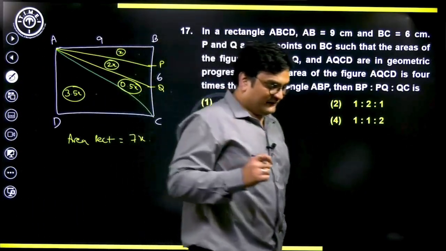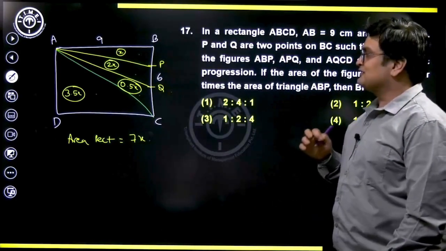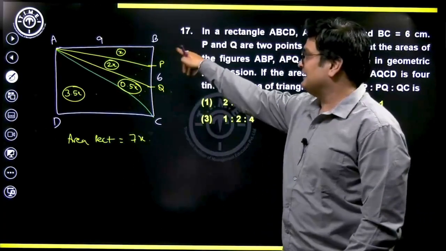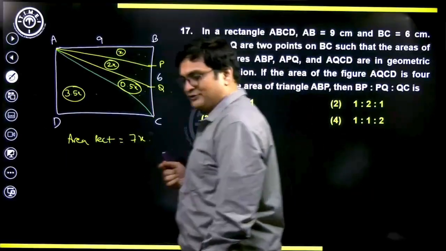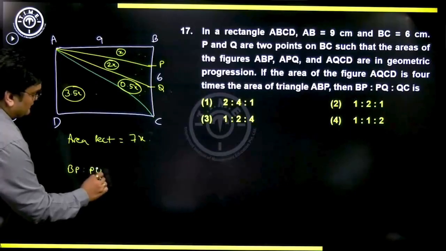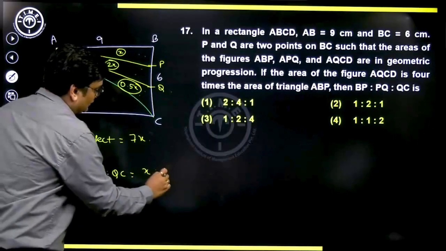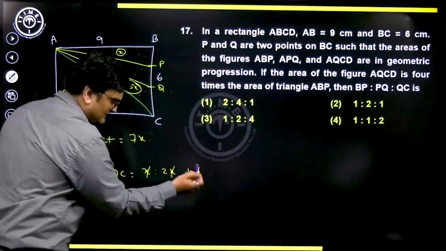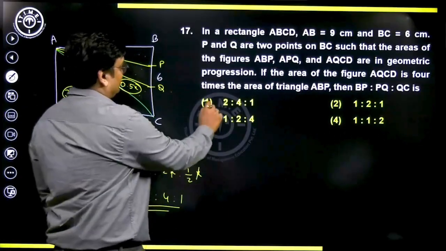Next, please notice that the triangles ABP, APQ and AQC, these 3 triangles, have the same heights. All of them, the height is AB. If triangles have same heights, can I say the ratio of areas will be equal to ratio of the bases. So the ratio of the bases BP is to PQ is to QC will be equal to simply the ratio of the areas, which is x is to 2x is to 0.5x. Multiply throughout by 2 and cancel out this x. We get 2 is to 4 is to 1. 2, 4, 1 is going to be the correct answer.